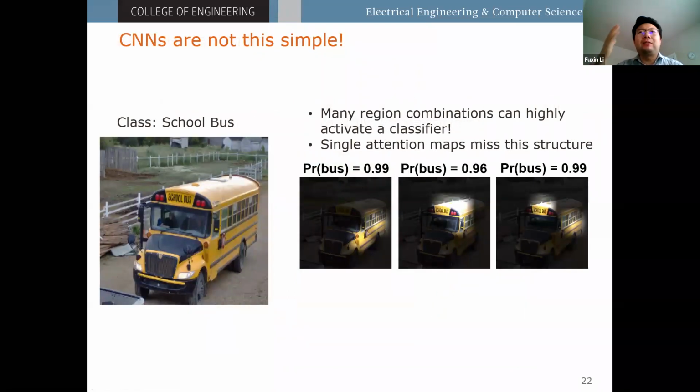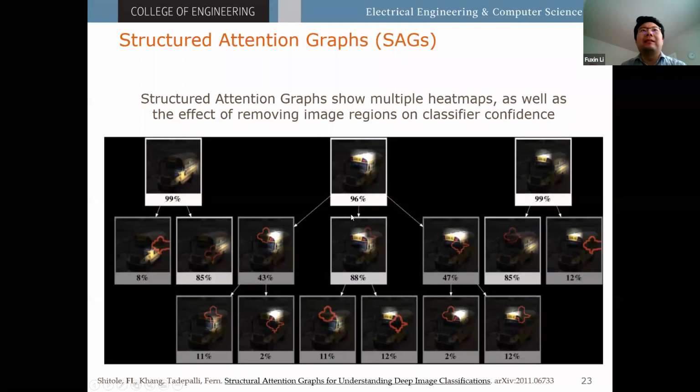You cannot just use one heat map to explain the CNN. For example, in the case of this school bus, you can find three totally different heat maps. If you highlight any of those three totally different heat maps, you can get the bus with 96 to 99% confidence. So really, CNNs are not that simple. You should be looking at not only one heat map, but multiple, maybe a logical structure like this or that, to try to explain the CNN classification. This is our most recent work, where instead of one heat map, we show a whole bunch of maps that try to explain the CNN with a more logical structure.